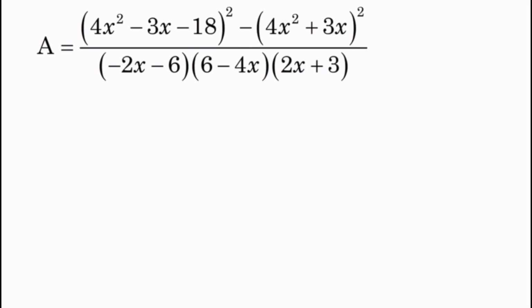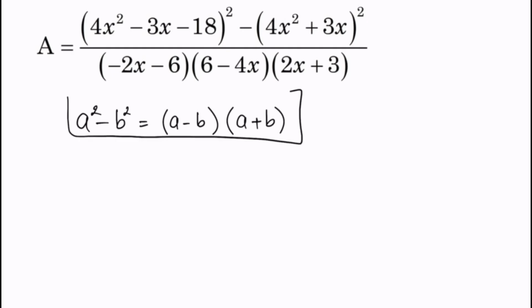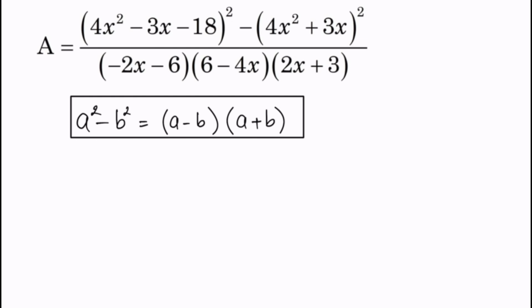In this video we are going to simplify this fraction. The first thing we need to do is look at the numerator. We have it in the form of a squared minus b squared. When we have a squared minus b squared, that is equal to a minus b factor with a plus b. We're going to apply this formula in our question.